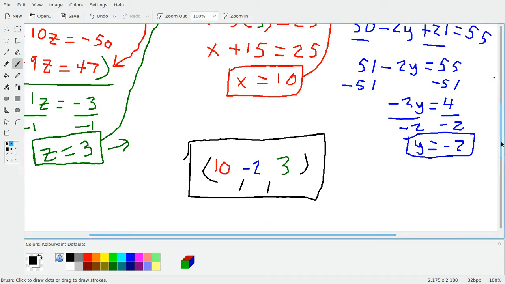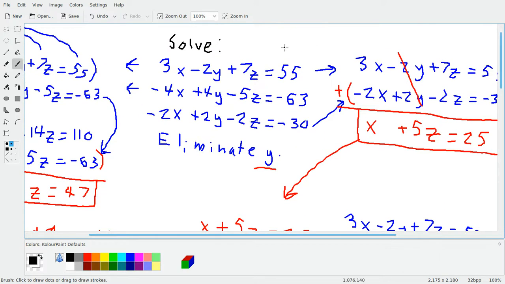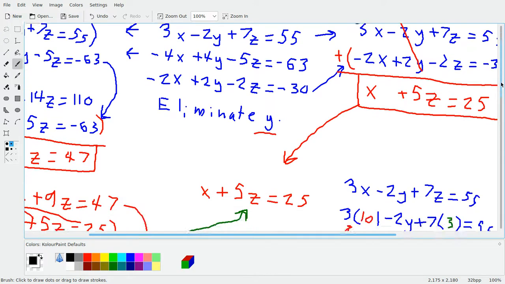To check that answer, you could put the 10, the negative 2, and the 3 into all the original 3 equations. You can certainly use your calculator, but if all 3 of them are true, your answer is right. If not, you made a mistake somewhere.